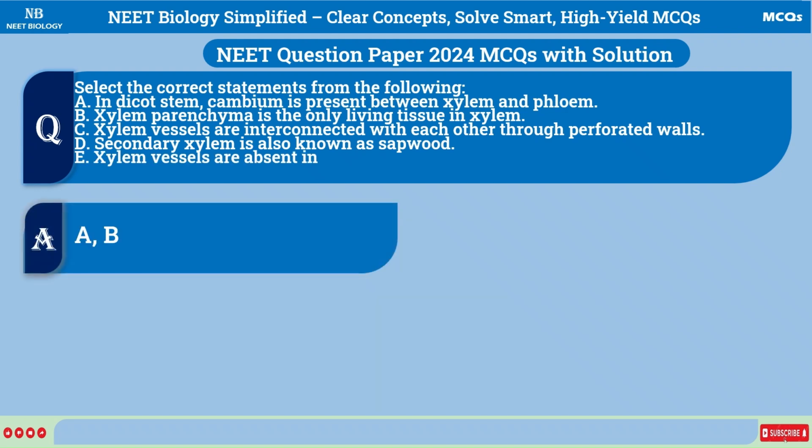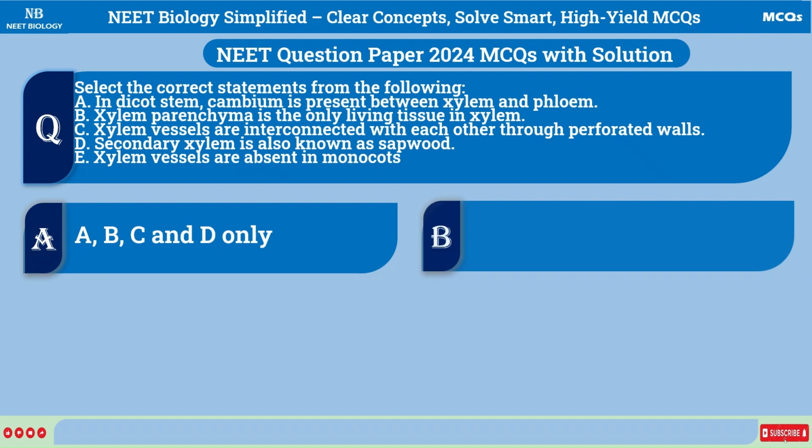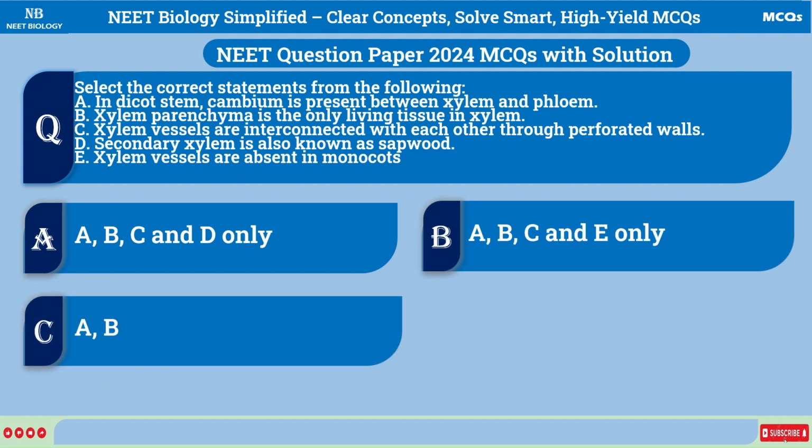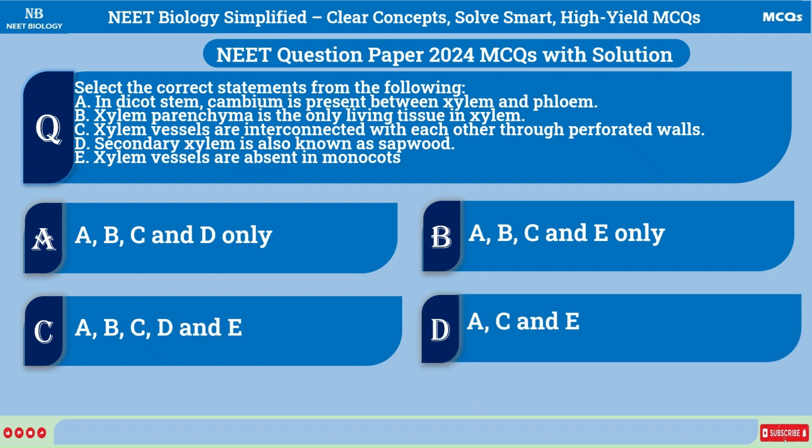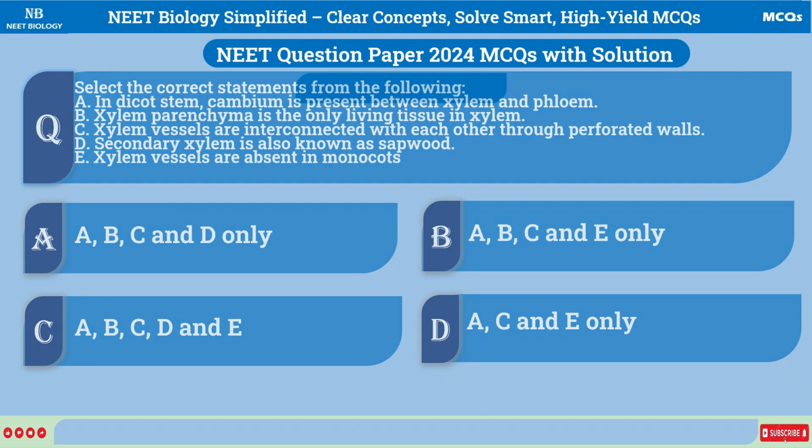A. A, B, C and D only. B. A, B, C and E only. C. A, B, C, D and E. D. A, C and E only. Correct answer is B, A, B, C and E only.